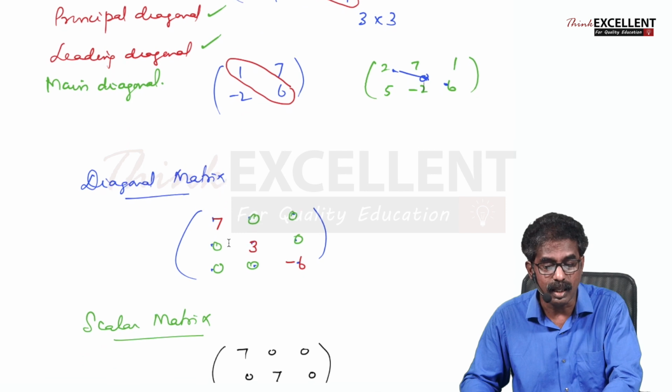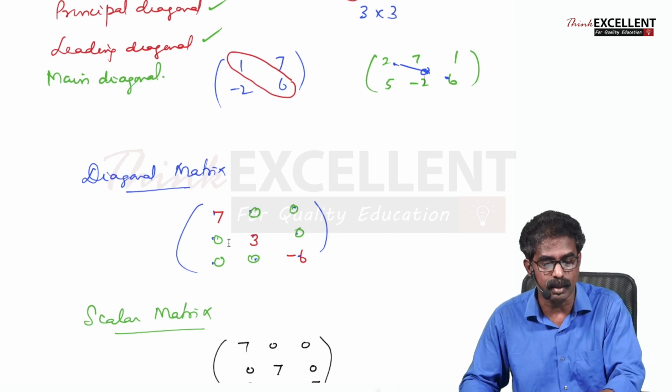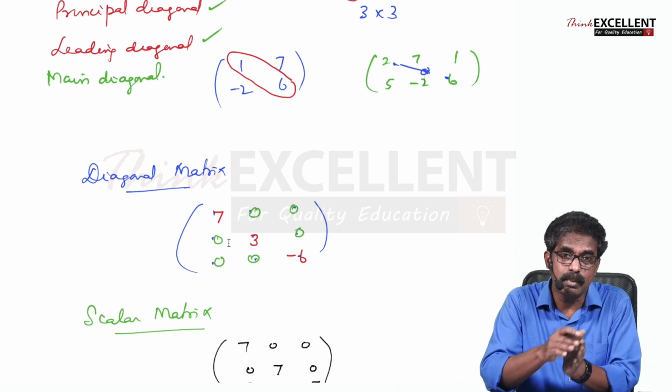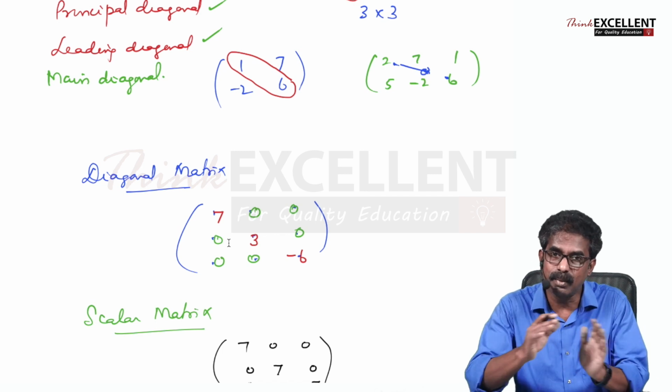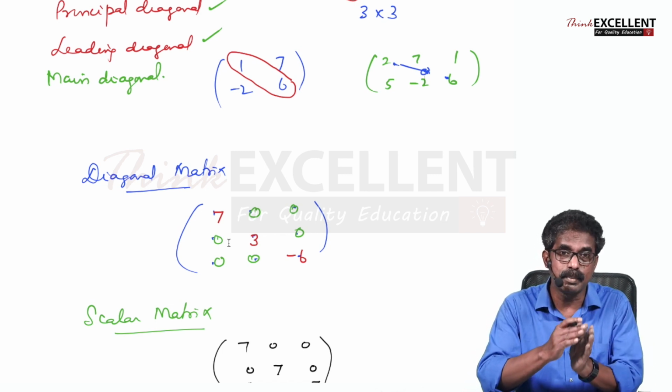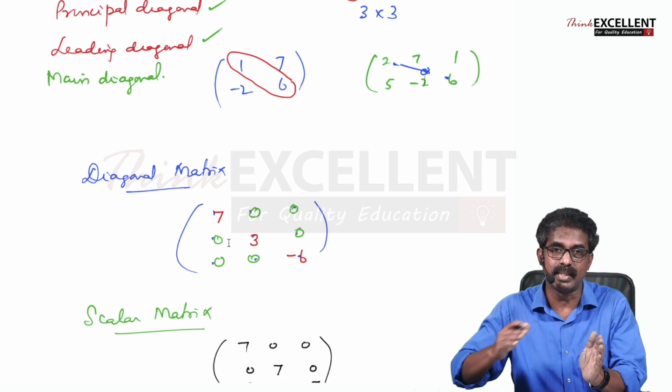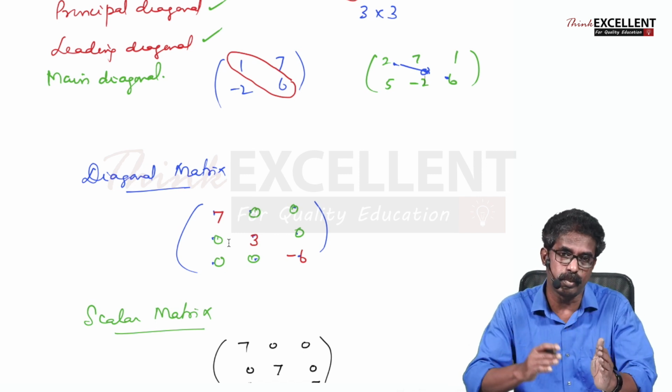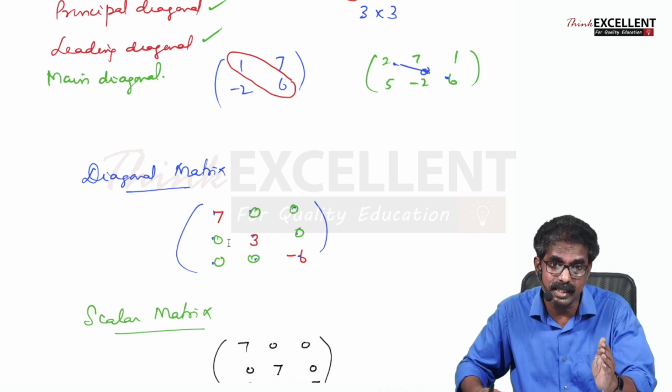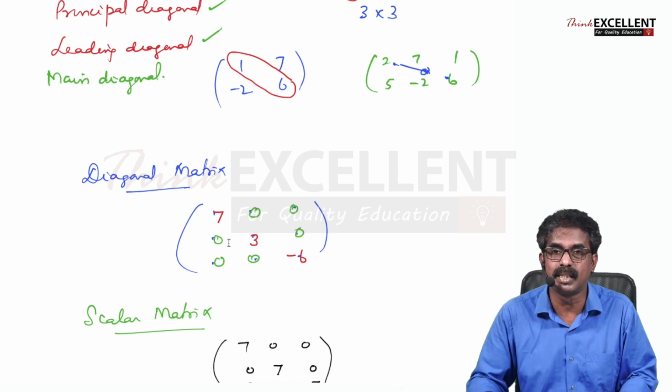But anyhow, all other elements are what? Zeros. It is a diagonal matrix. And if the diagonal elements are the same, other elements are zeros. If it is 7, 7, 7, 7. If it is 2 by 3, 2 by 3, 2 by 3, 2 by 3. The diagonal elements are the same number, other elements are 0.